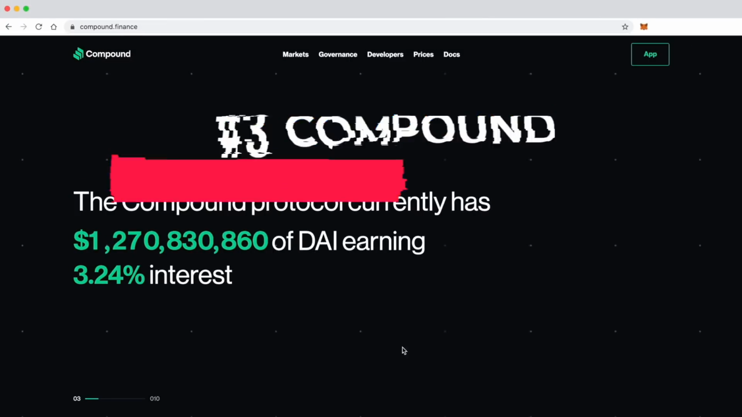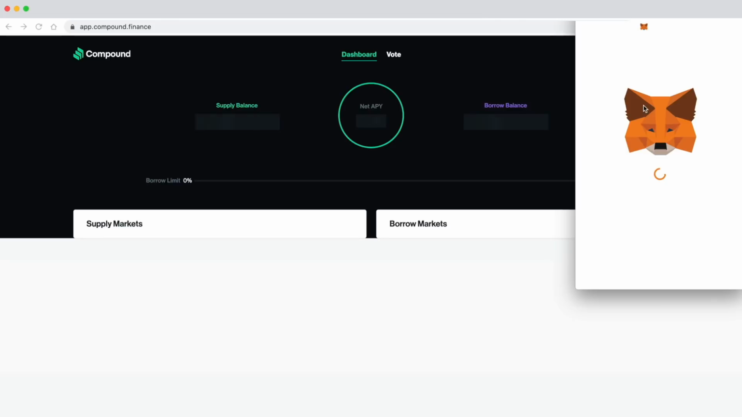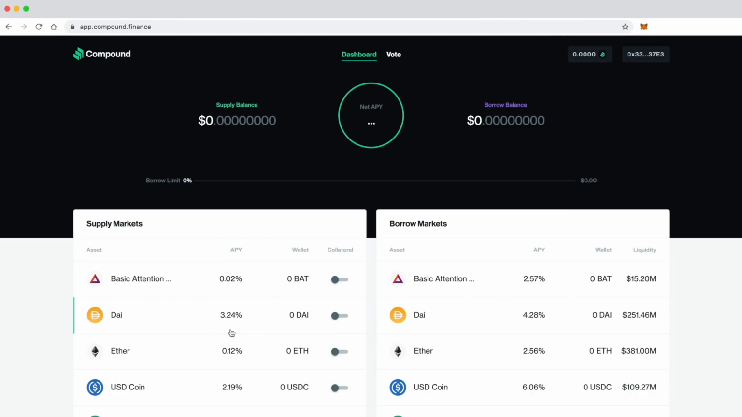So number three is Compound Finance. This is another savings and lending app that works a lot like Aave in the sense that you can deposit cryptocurrency and earn interest and also borrow it on the other side. And so it's important for that reason, right?